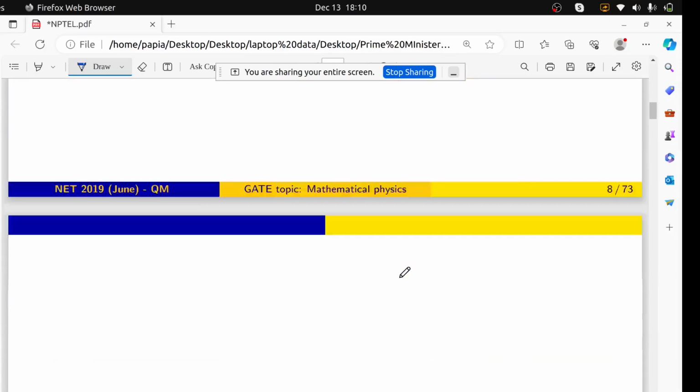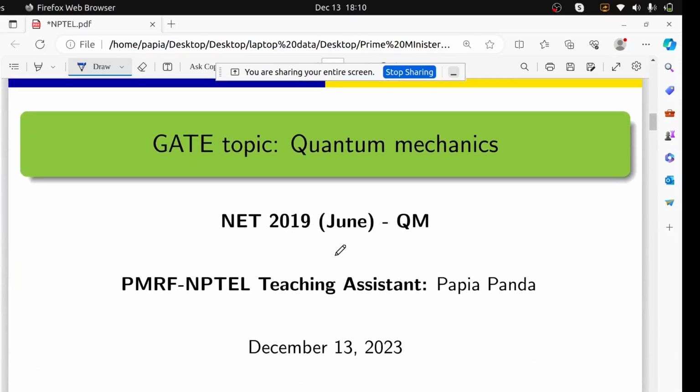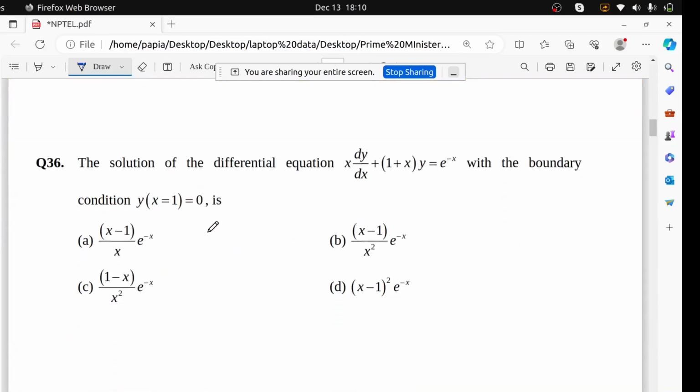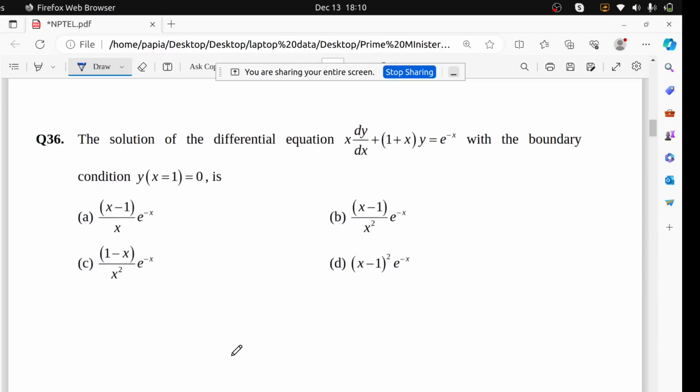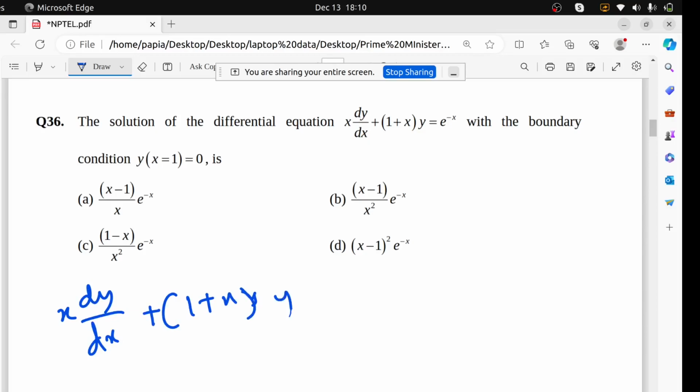Okay, now come to the second one. This I have taken from the same question paper, and the question number is 36. The solution of a differential equation, this one with the boundary condition, is how much? It's a little bit straightforward question, so maybe you all can do that one. I'm just going through this one very quickly. If you have the answer before me, you can write it in the chat box.